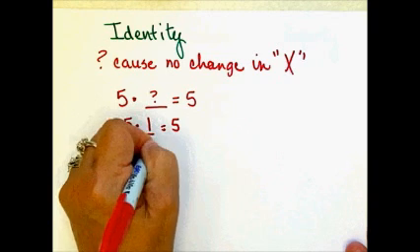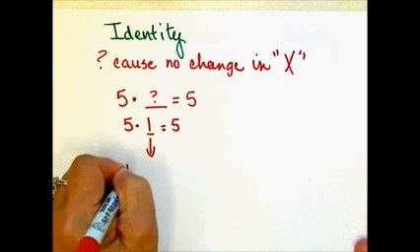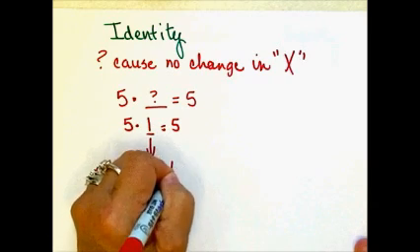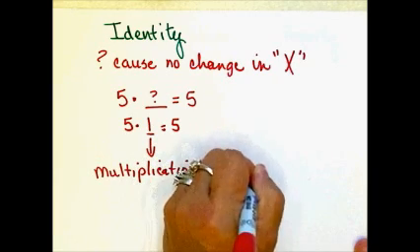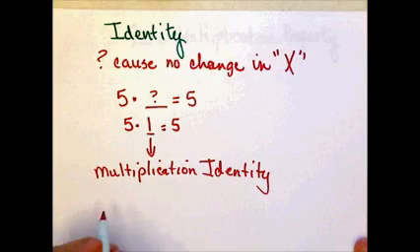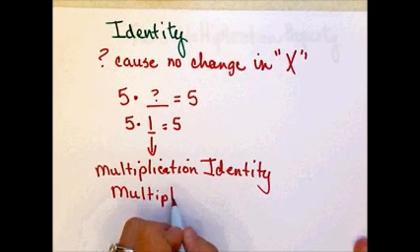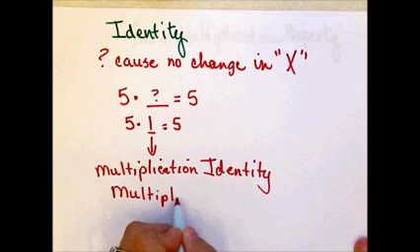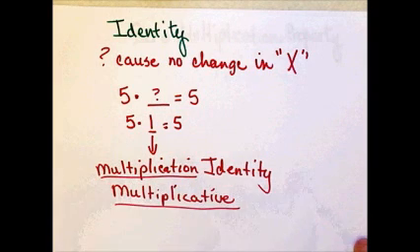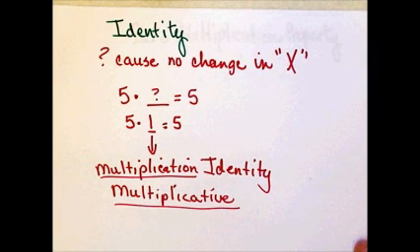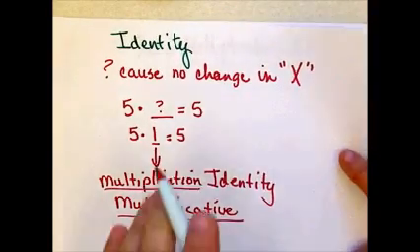1 causes no change. So 1 is the multiplication identity, which is also sometimes stated as the multiplicative identity. Depending on your textbook, just like addition and additive, they may be used interchangeably. So again, the identity causes no change.